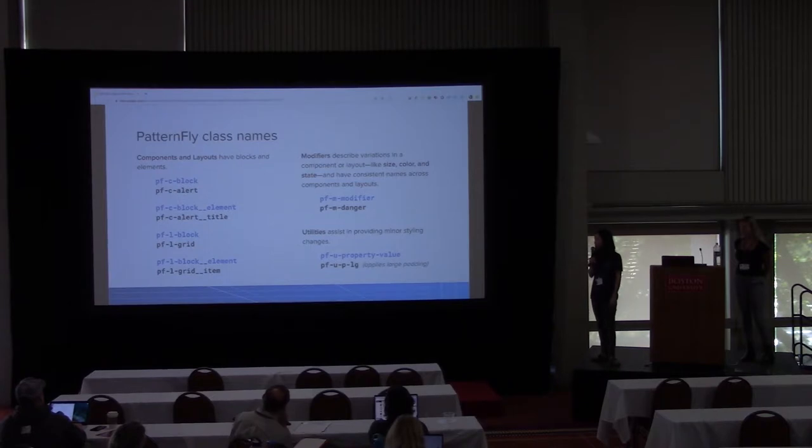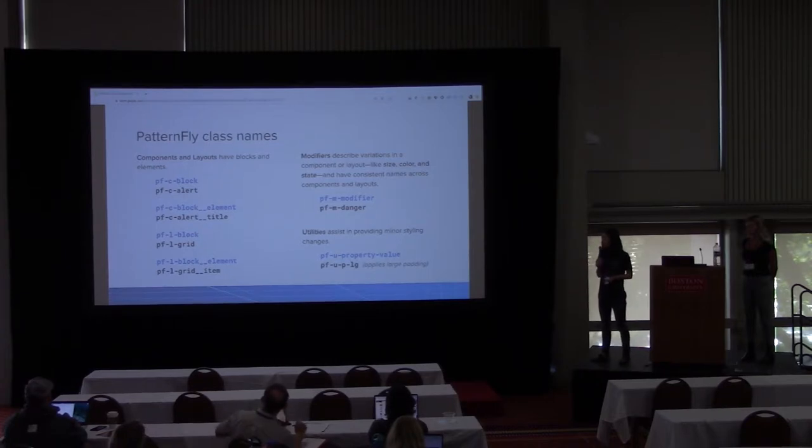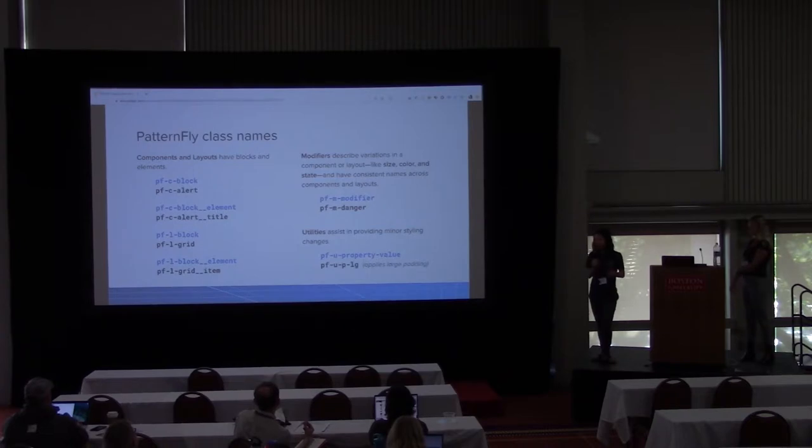So all of our modifier class names start with a PF, followed by a dash M so that you know that it's a modifier class, and then the name of the modifier, the thing that it changes. So in this case, I have PF-M-danger that we would use in the alert component to change how that alert component displays so that it can display as a danger alert. When we create our components, the modifiers that we create for them are specific to HTML elements in that component. So you have to use them as we document in our design system.